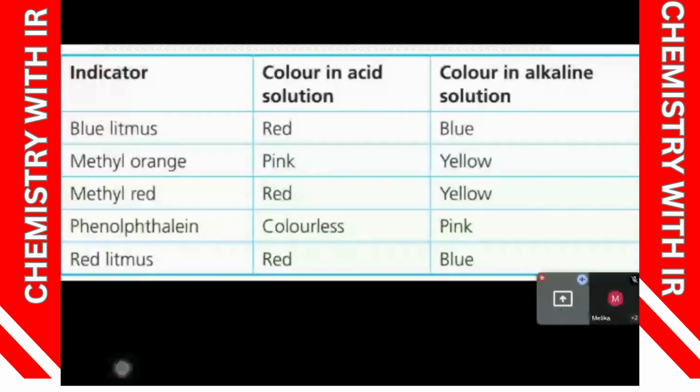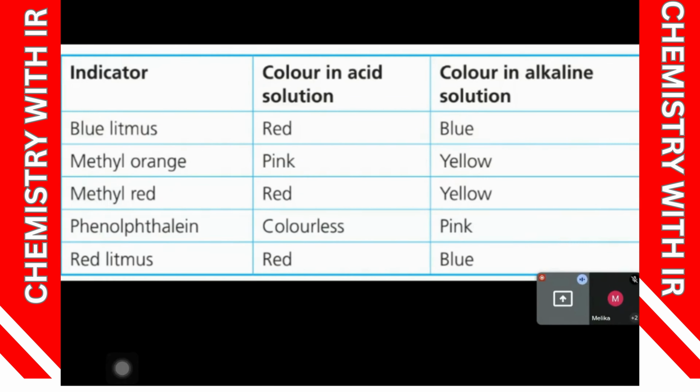So this is the table in which you can see the first indicator is blue litmus paper. Color in acid solution, it would be red. Color in alkaline solution, it would be blue. Methyl orange is pink in acid and yellow in alkaline condition. And methyl red is red in acid and yellow in alkaline condition.